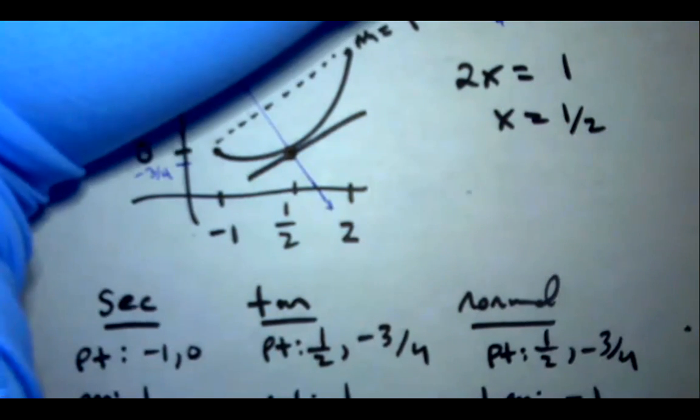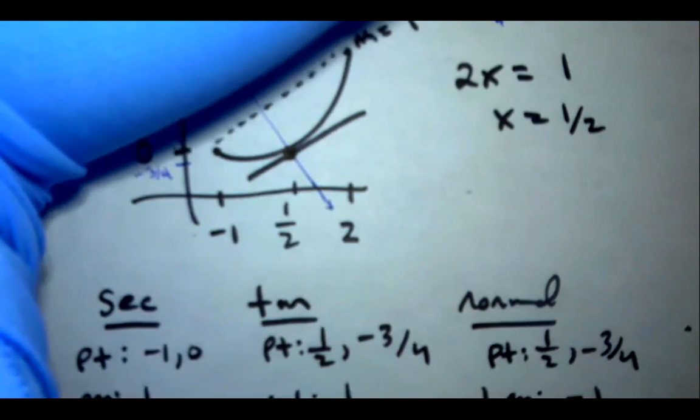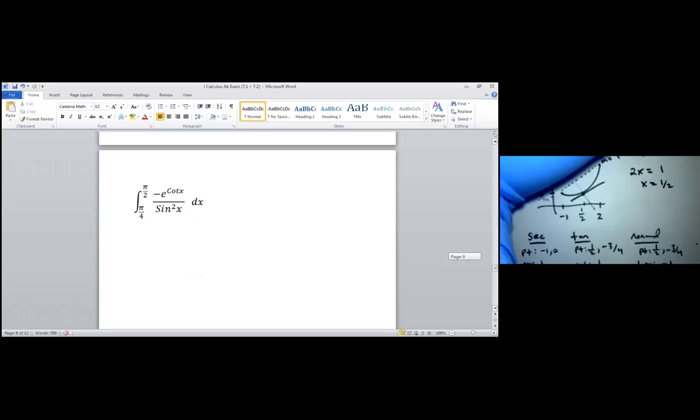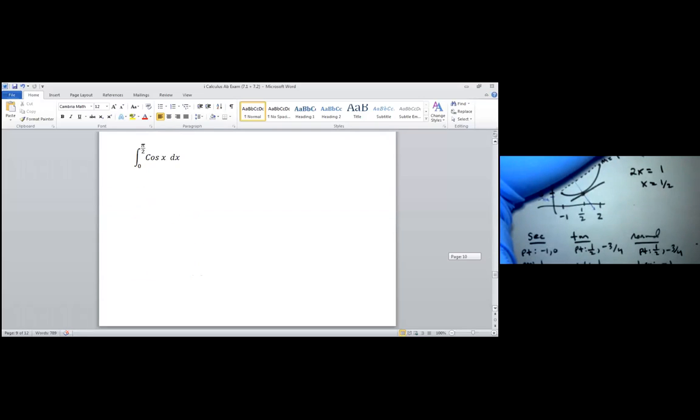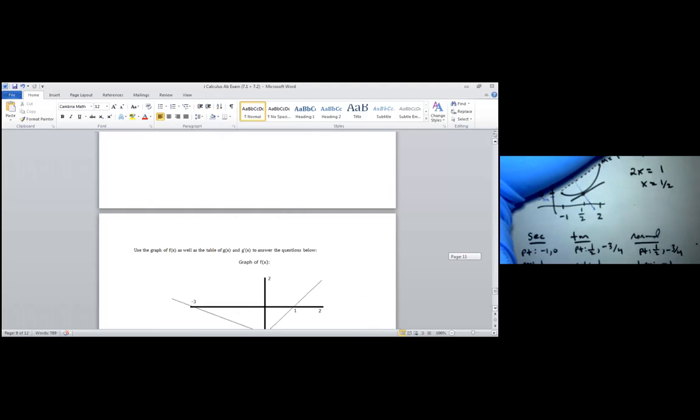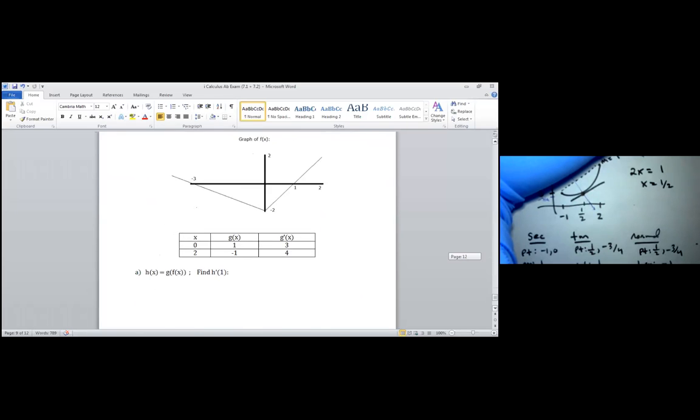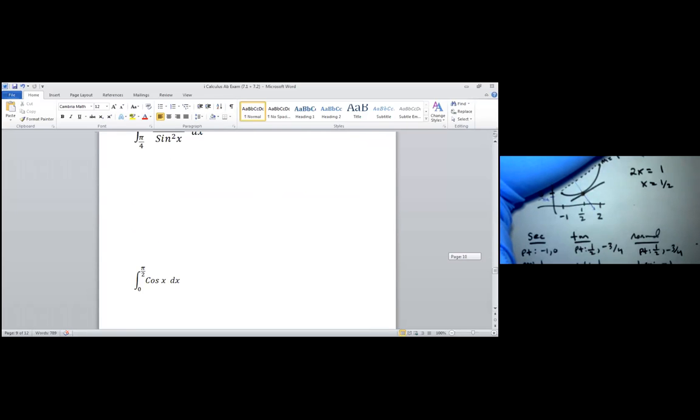Okay. All right, good. So if this is all making sense, guys, we're making lots of progress. Okay, let's see what we've got left. We've got some integration and we've got some free response. All right, cool.